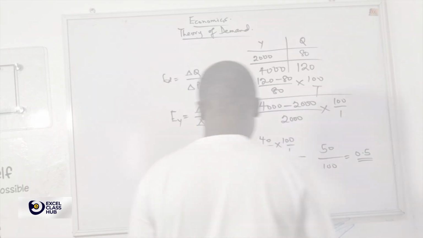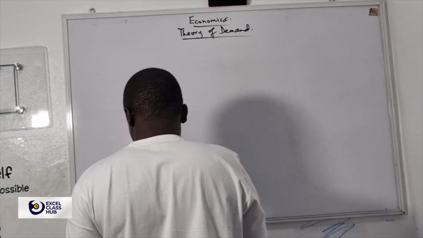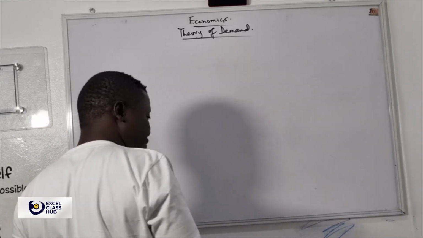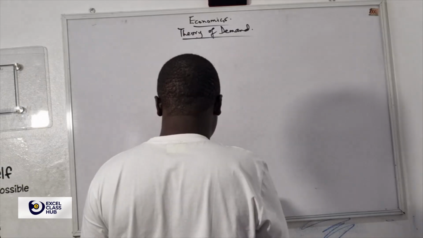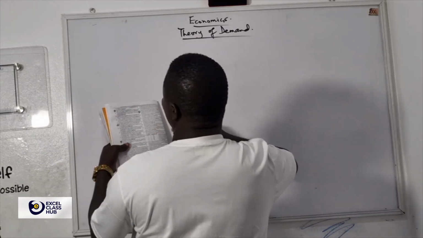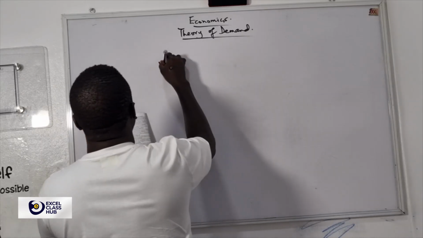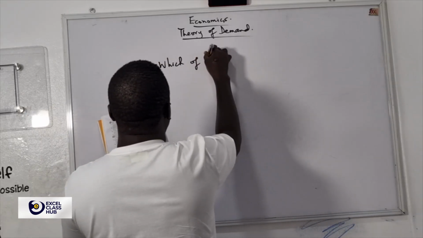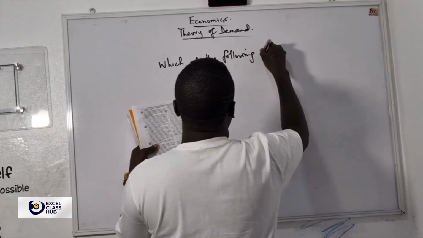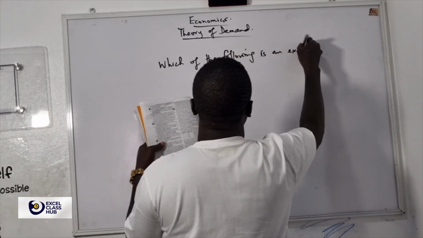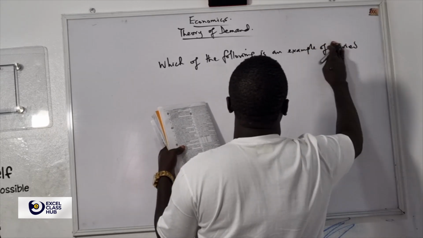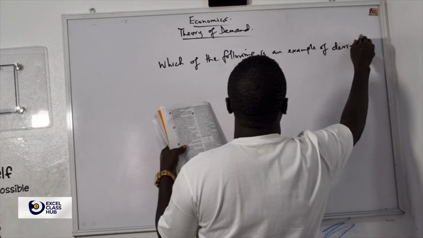Another question. When I say questions that are written, I mean that not all questions come in calculation. Some will come in graph, some will come in normal writing. Let's look at this question, everybody. 2008 question 12. Which of the following is an example of derived demand?